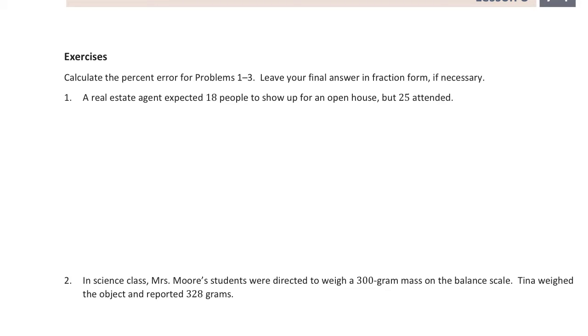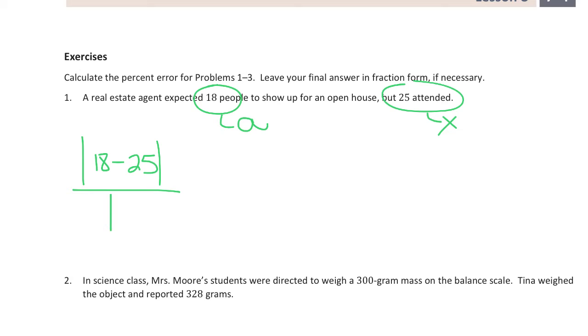25 actually attended. So we have two numbers, and we got to decide which one of those is our A and which one's our X. So A belongs to the 18 people. That was their approximation. And 25 is our X, because that's the actual number that attended. So when I plug it into my formula, I have 18, the absolute value of 18 minus 25 over the absolute value of 25 times 100.